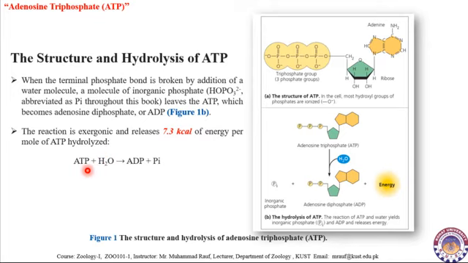Now this is the overall reaction, how ATP is hydrolyzed in the presence of a water molecule. The terminal phosphate bond is broken and one phosphate is released as inorganic phosphate. The remaining molecule has two phosphates, and in this process energy is liberated: 7.3 kilocalories per mole. So this is an exergonic process, and it occurs alongside an endergonic reaction, and the energy which is liberated here is incorporated in that endergonic reaction. So this is the coupling.